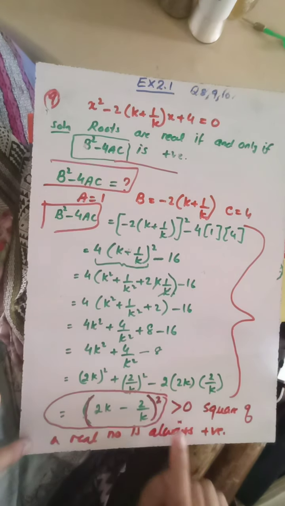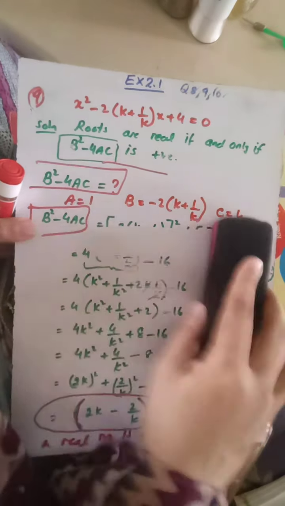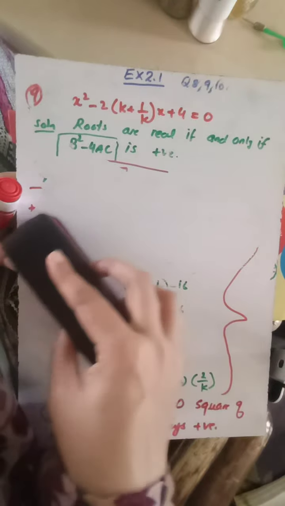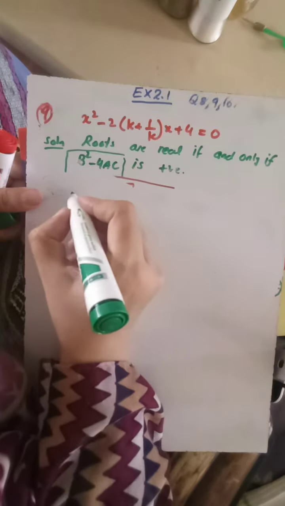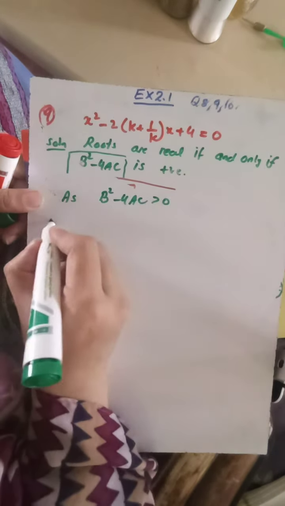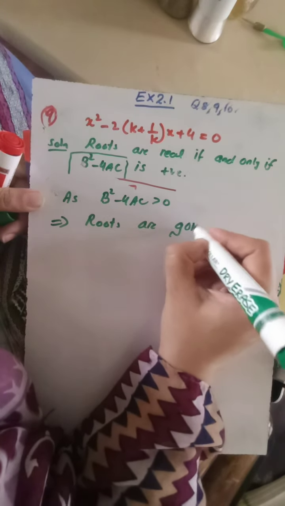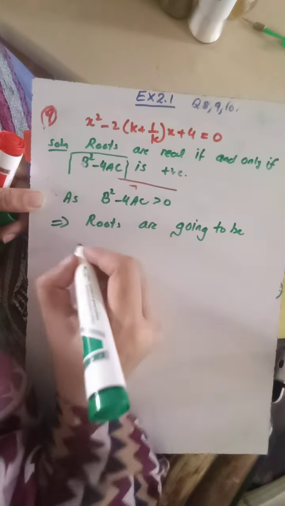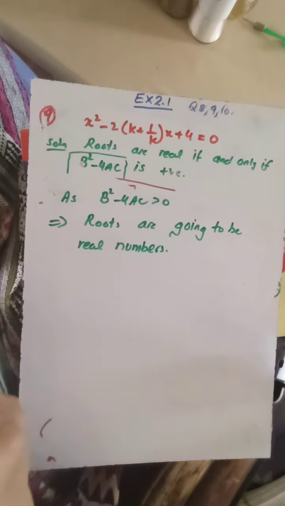So write the square of a real number is always positive. After this, just write the conclusion that as b square minus 4ac came out to be a positive number, so the roots are always going to be real. So we have proved that the discriminant b square minus 4ac is always greater than 0. This implies that the roots are going to be real numbers. So this is how you do this question.